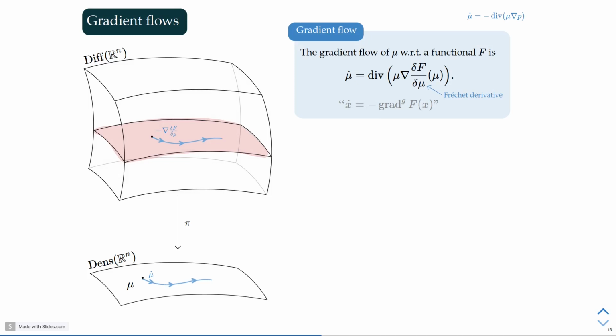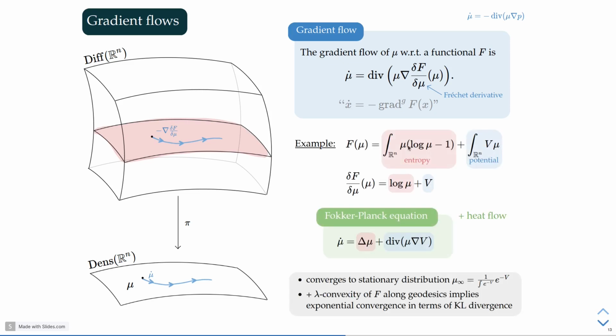Then we can also do some gradient flows in the densities. So this is the formula for the gradient flow. If you look at the continuity equation I've written there, it's exactly the same, except the potential P is a very special potential. It's just the derivative of the functional f we want to do the gradient flow with.